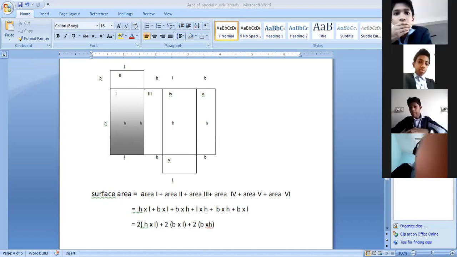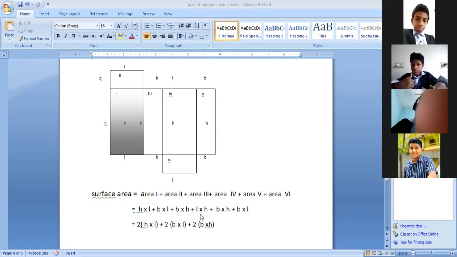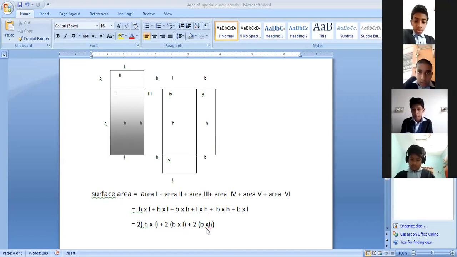Okay, now, how many HL are there? HL and LH are the same, like 2 into 5 and 5 into 2 are equal. So H into L and L into H are equal. So there are 2 H into L. Clear? Plus, then there are 2 B into L. Plus 2 B into H. Clear?